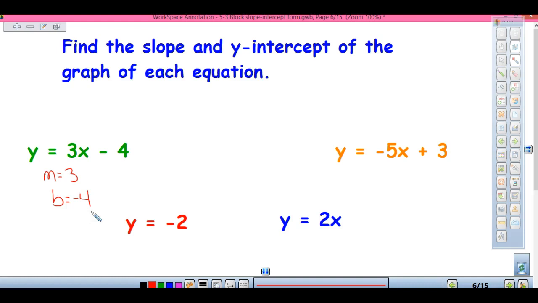The x and the y are just there for when we find points, because x and y can change. Remember when we made tables? That's where we start plugging in x and y. For this, we're just picking out what my slope is and what my y-intercept is. So Dylan, in this one, what's my slope? -5. And Sydney, what's my y-intercept? 3, yep.